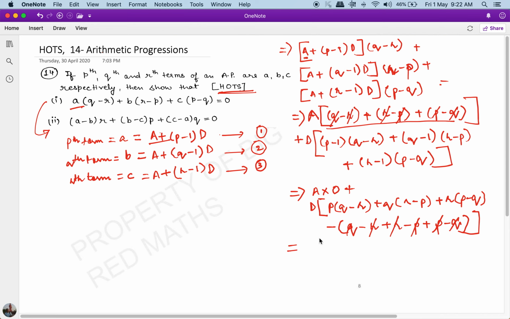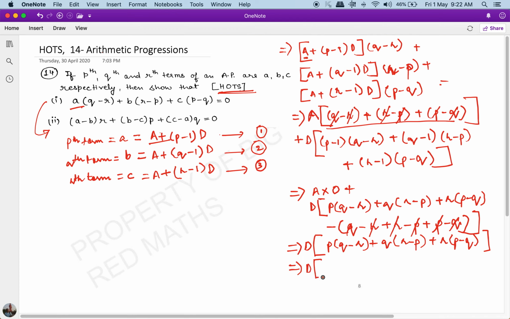Now A into 0 I am removing, and this into 0 I am removing. I am actually left with D into P into Q minus R plus Q into R minus P plus R into P minus Q. This is what I'm left with, and this will also be equal to 0.